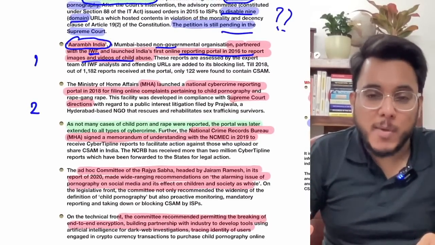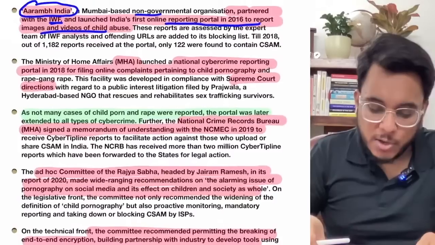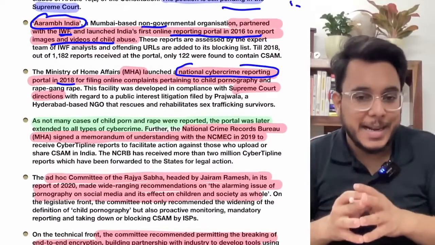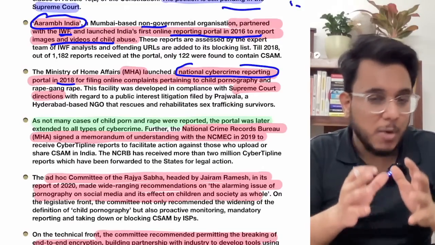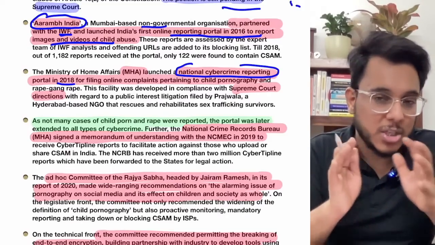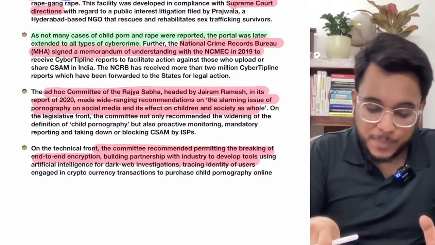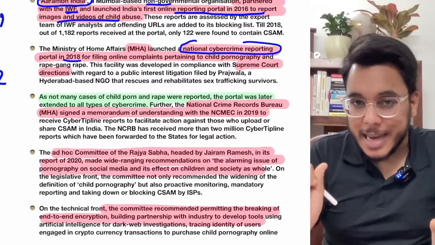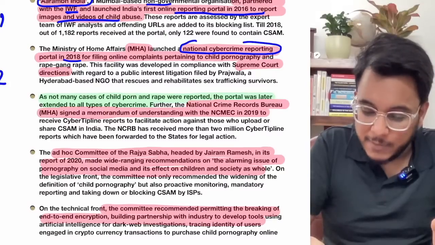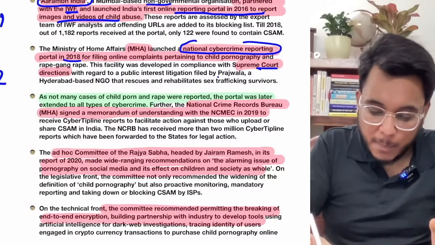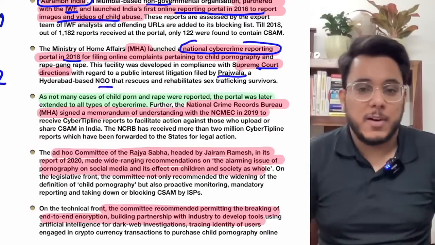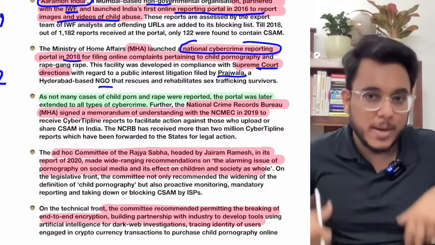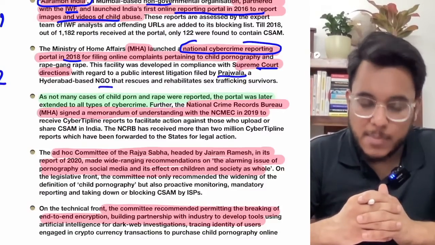Secondly, the Ministry of Home Affairs has also taken one initiative. The Ministry of Home Affairs launched the National Cyber Crime Reporting Portal in 2018. This cyber crime portal was specifically to report matters of child pornography and child rape. One thing I want to tell you, this came because of a Supreme Court direction with respect to a PIL filed by Prajwala, an NGO which works for the rescue of sex trafficking survivors. So the MHA has come out with the National Cybercrime Portal.